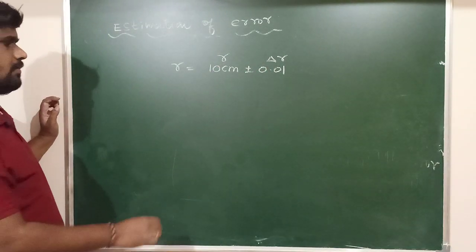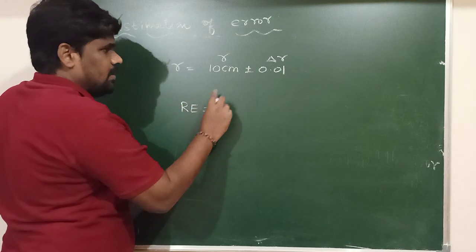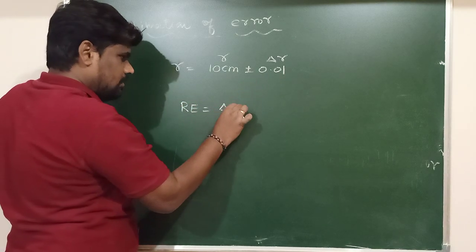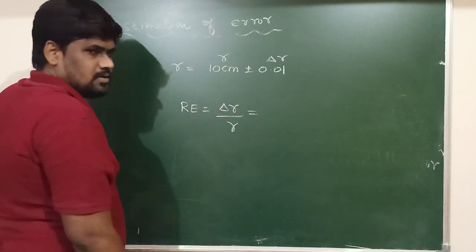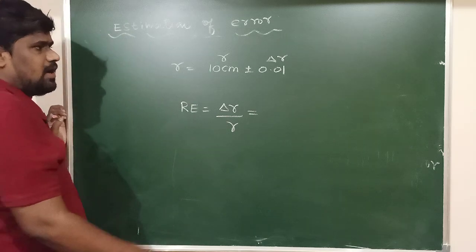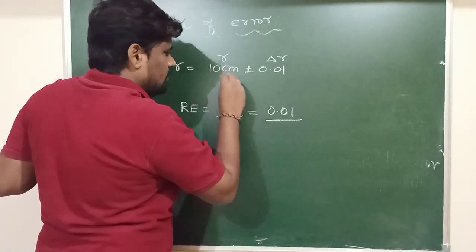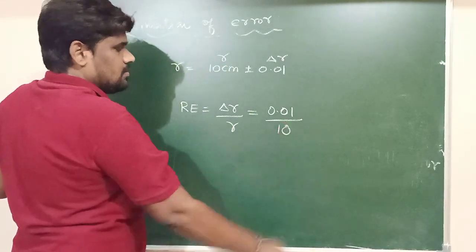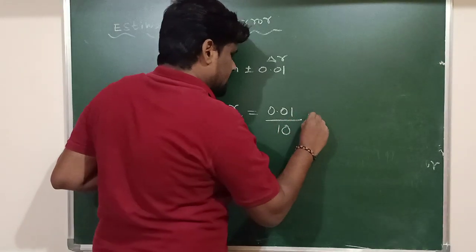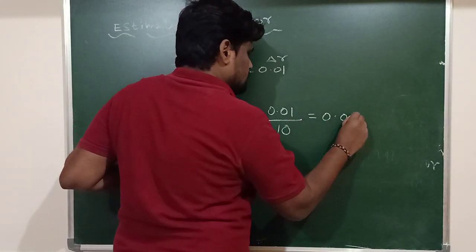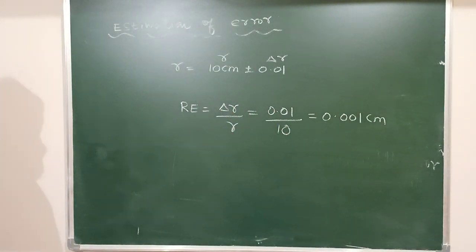Now tell me, what is the relative error here? The relative error in the measurement is given by the absolute error divided by the true value, delta r divided by r, which is 0.01 divided by 10. So the relative error is 0.001 centimeter.